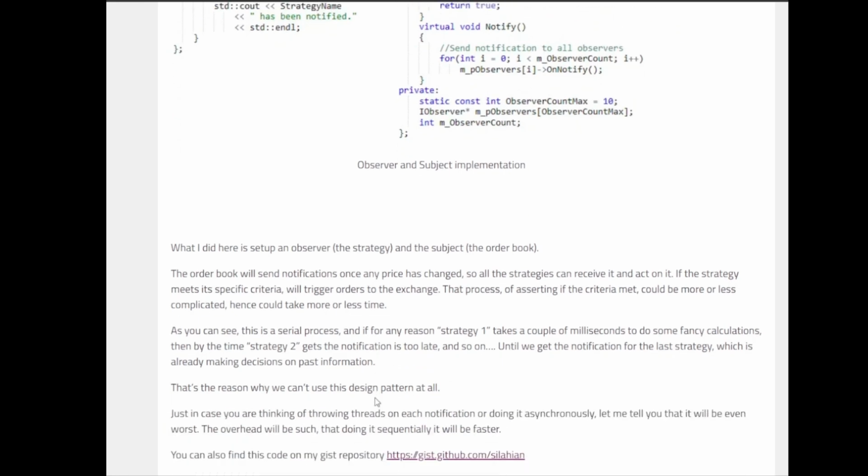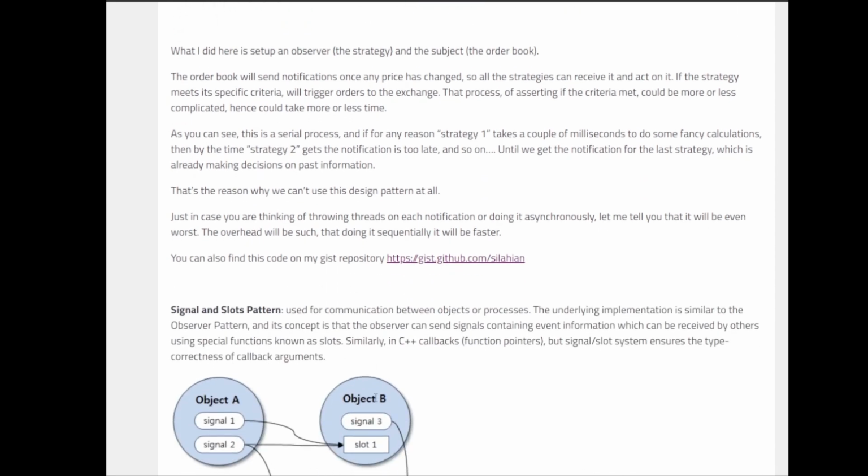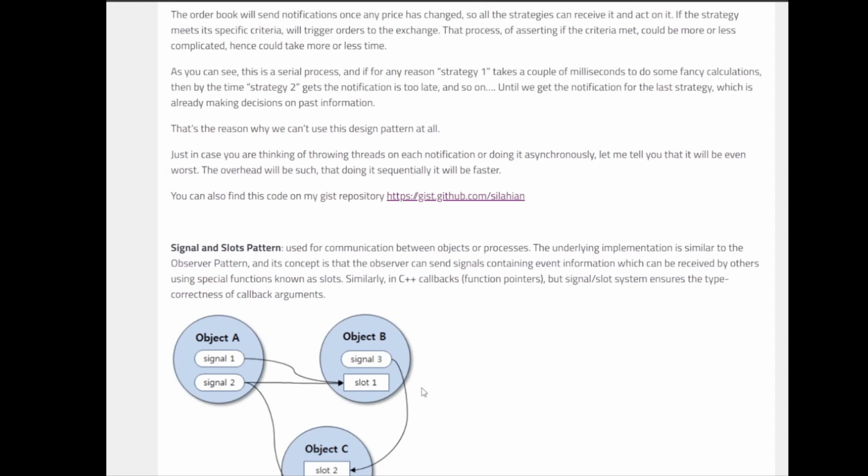So, for example, the bottleneck here is, let's say, strategy one takes a couple of milliseconds to do some fancy calculations. Then, by the time strategy two gets a notification, it's too late, because by that time the market would have already moved, and the arbitrage that we might have been able to use might already be gone. So for that, we have more advanced, better design patterns.